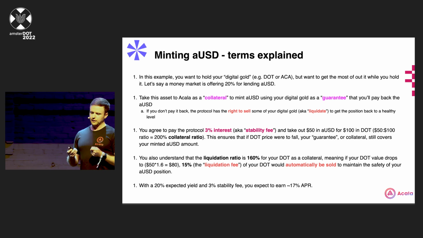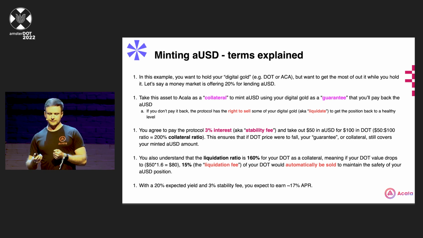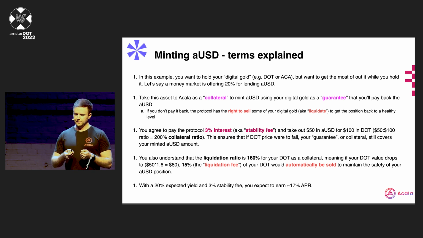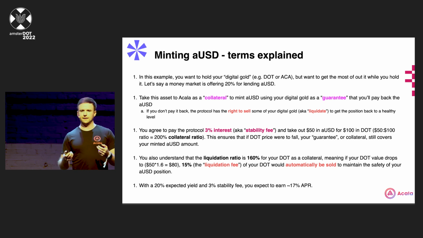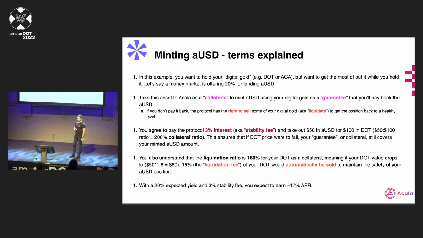So let's just say that you are holding something like DOT, and you don't want to sell that, but you see that there's a lending market offering 20% for that asset. You take this asset, which is collateral, and go mint aUSD, and the collateral is like a guarantee. So you're pulling aUSD out. The protocol holds your collateral as a guarantee that you won't steal that money, essentially. If you don't pay the money back, or if you tried to steal it, there's no third party involved. This is all managed by the protocol.